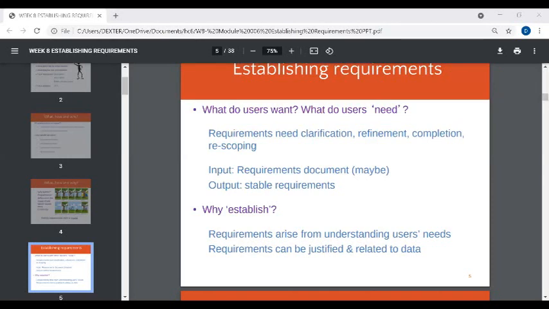So we chose the term establishing requirements to represent the fact that the requirements have been established from a sound understanding of the user needs, and that they can be justified by and related back to the data collected. Current concerns with cross-cultural design have highlighted the importance of understanding who you are designing for, their specific circumstances, and how to enrich their lifestyle.